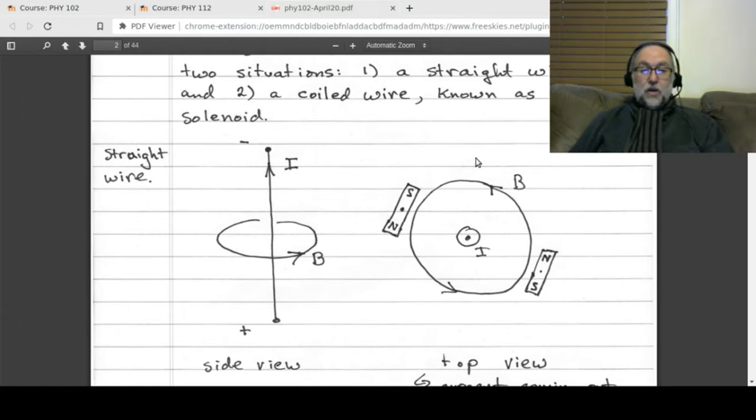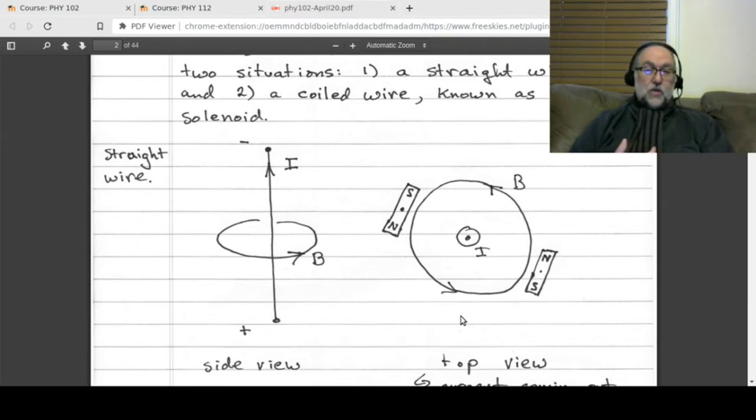And if you had the compass over here, it would be that way. And if you put the compass over there, it would be that way, along with the field lines. Actually, in one of the labs on magnetism, you would have taken a compass and moved it around the wire, and you would have actually seen that the B field is circulating.